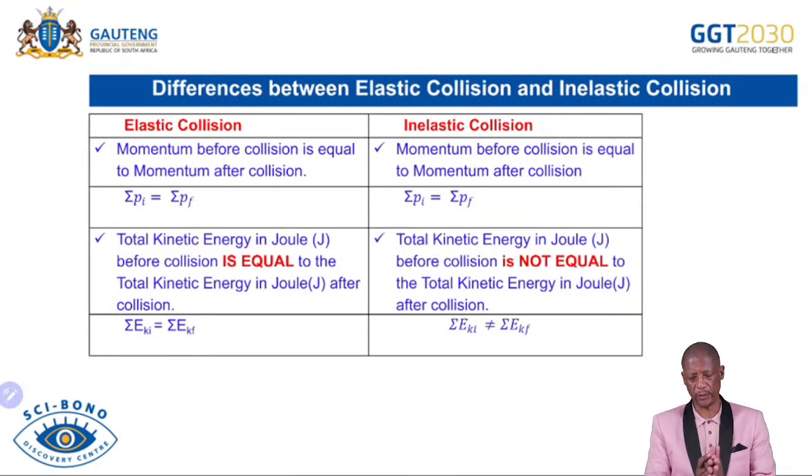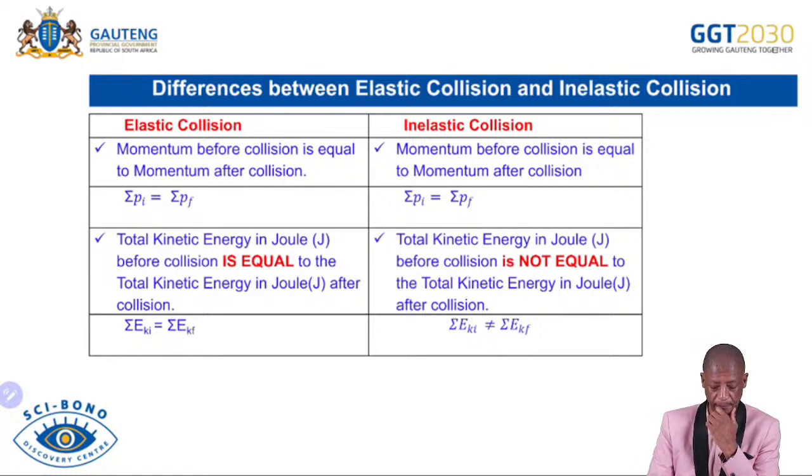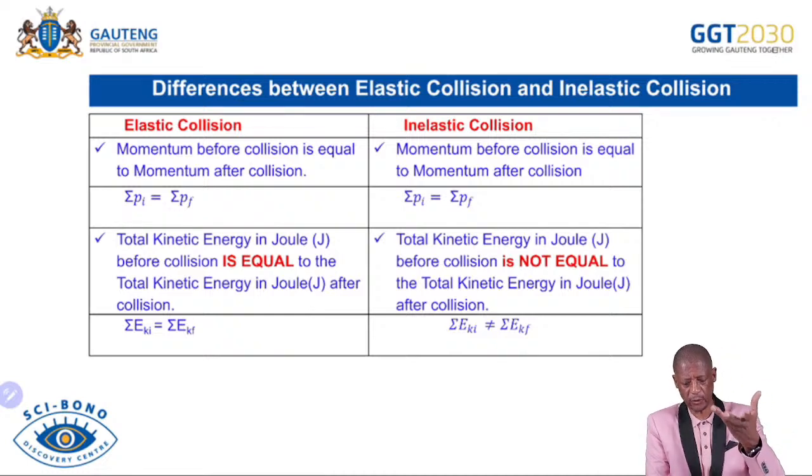Now, this is what I want you to know, because what is coming are just questions. But I put this slide so that you must know this. You must know the difference between the elastic collision and inelastic collision. This is very important. So take this and paste it and look at it over and over again. Momentum before collision equals momentum after collision, right? That is, even this side is the same if we take the principle of conservation of momentum, right?